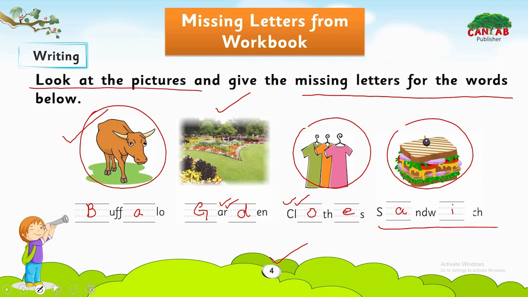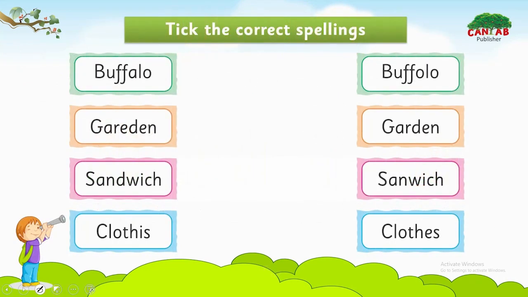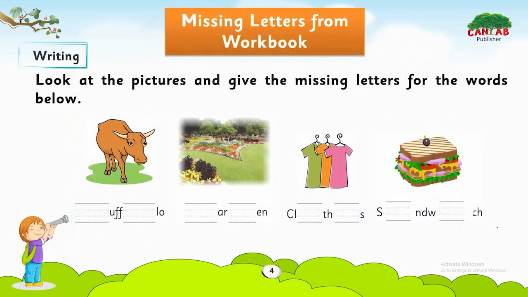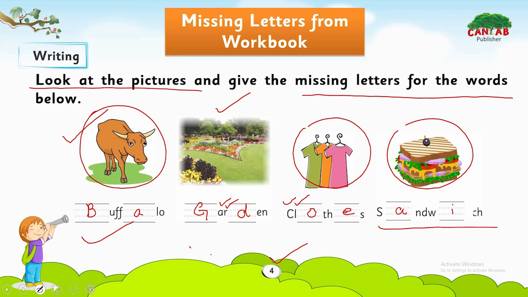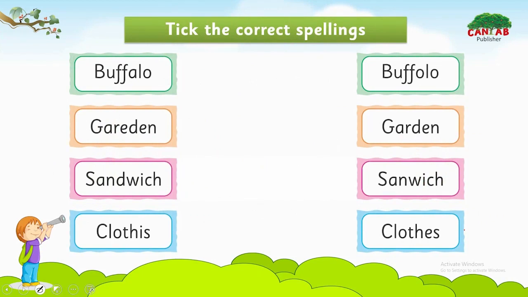In the next slide, now we have to select the correct spellings. You have previously done the buffalo, garden, clothes and sandwich. Now the same words are given in a manner that some of them are wrong and some of them are accurate. So which of the spelling of these two is correct? This one or this one? So pronounce it loudly.